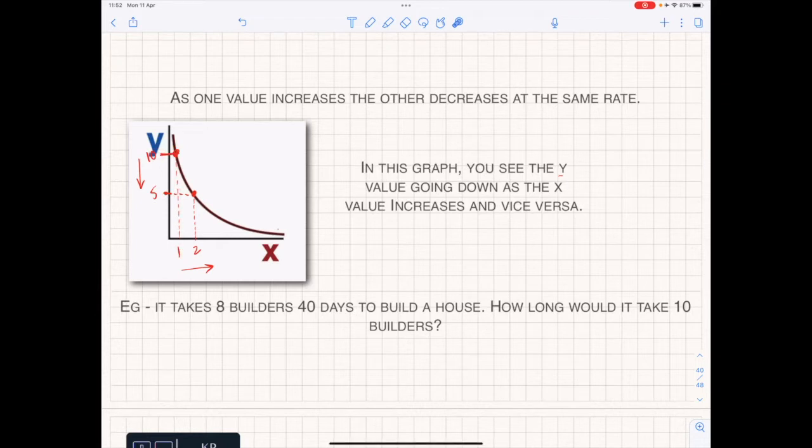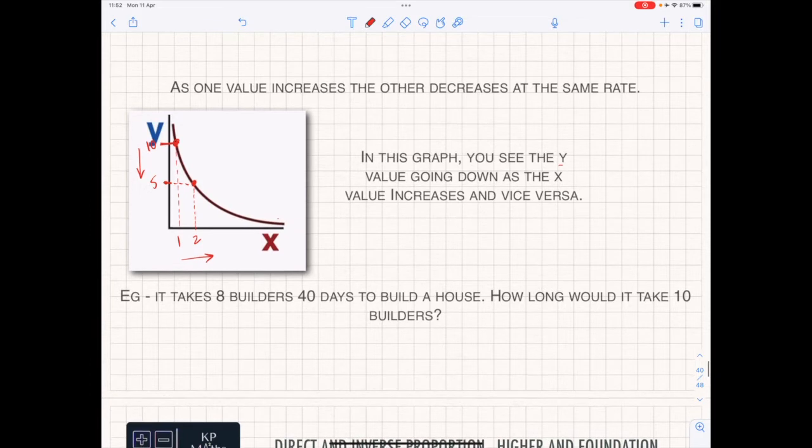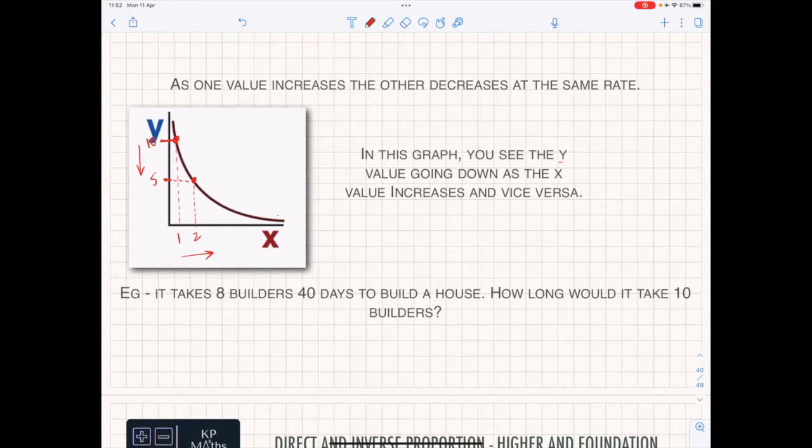So let's now look at an example question where we have inverse proportion built into a question. It says it takes 8 builders 40 days to build a house. So I know 8 builders is equal to 40 days. I want to know how long it's going to take 10.